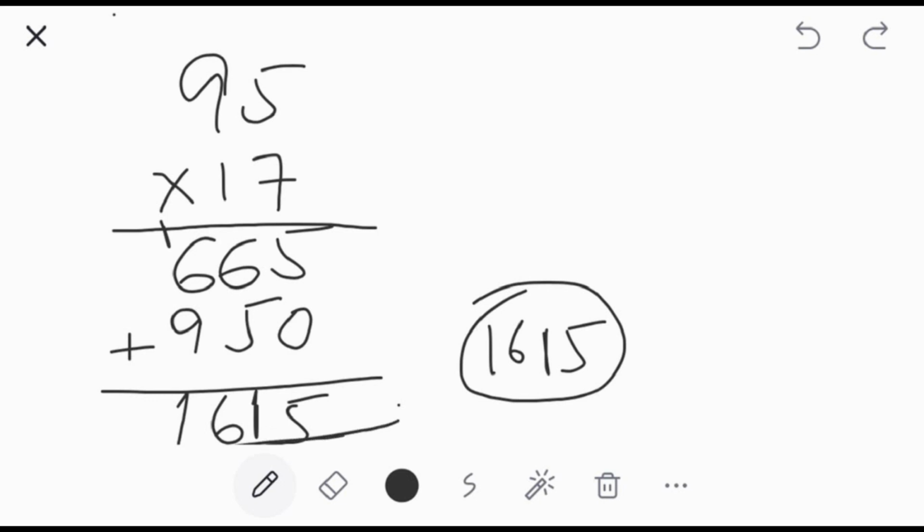Okay, so that's how we solved double digit multiplication questions.